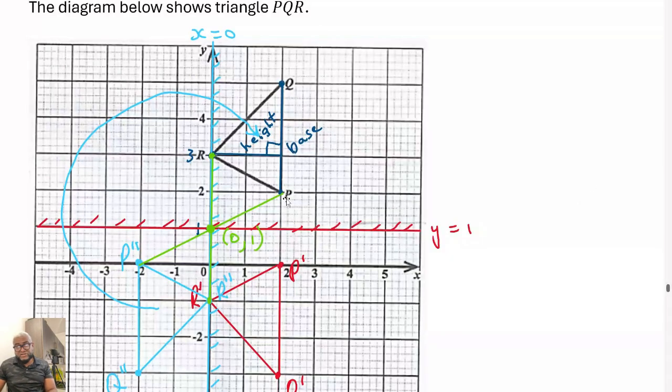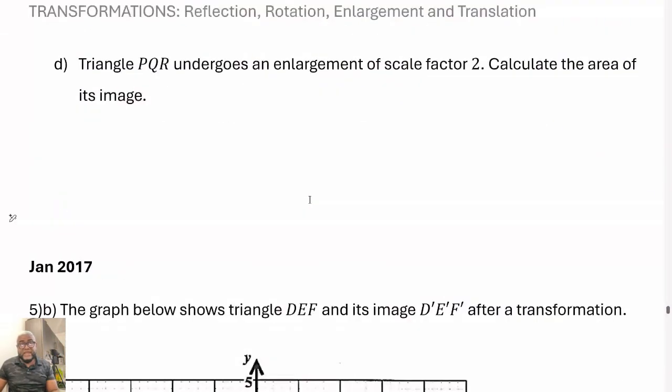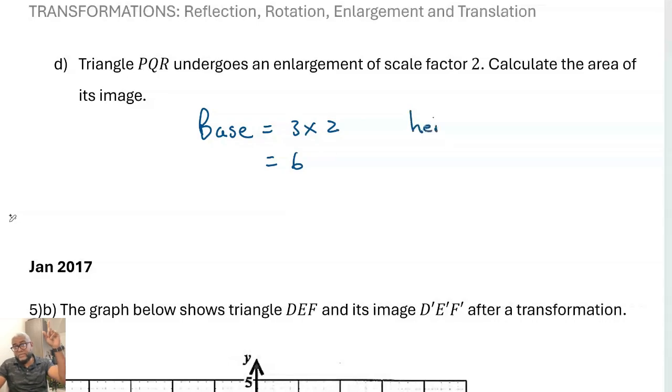If your base is 3 here, what will it become? If it enlarged by scale factor 2, it is 3, now it becomes 6. Excellent. So your base would be 3 multiplied by 2, which is 6, right? And what would your height be? Your height was 2 above, right? Let me just confirm that.